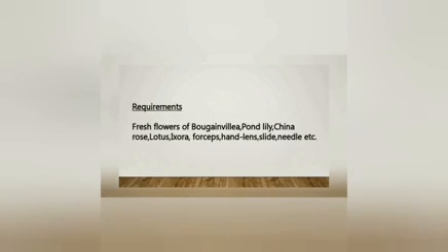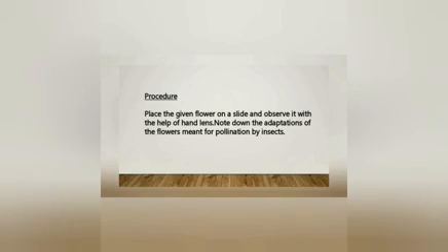Requirements: fresh flowers of bougainvillea, pond lily, china rose, ixora, lotus, forceps, hand lens, slide, needle, etc. Procedure of this experiment: place the given flower on a slide and observe it with the help of hand lens. Note down the adaptations of the flowers meant for pollination by insects. Observation on insect pollinated flowers.